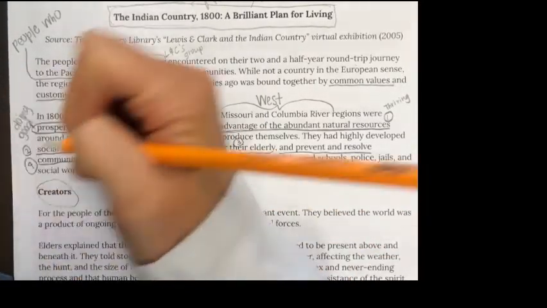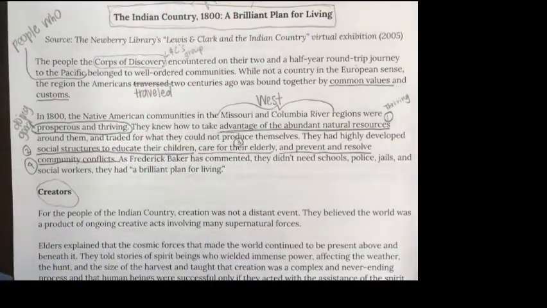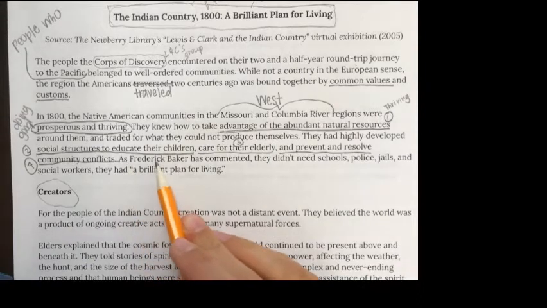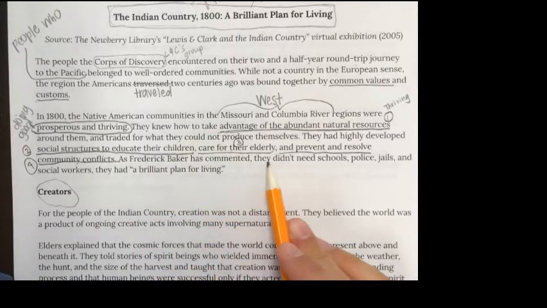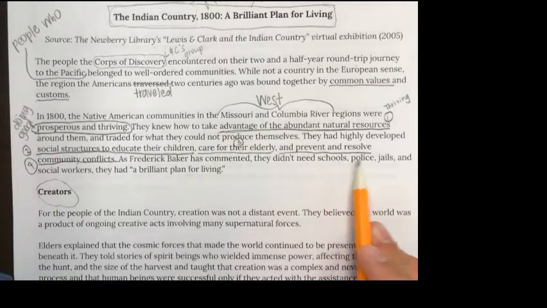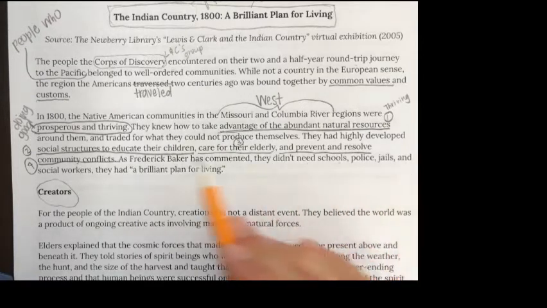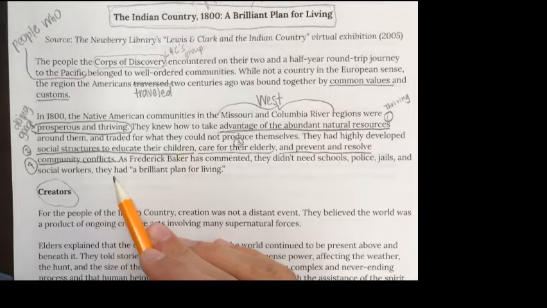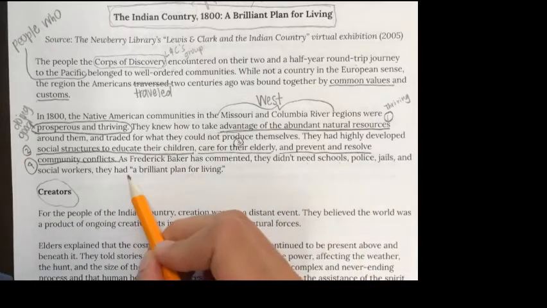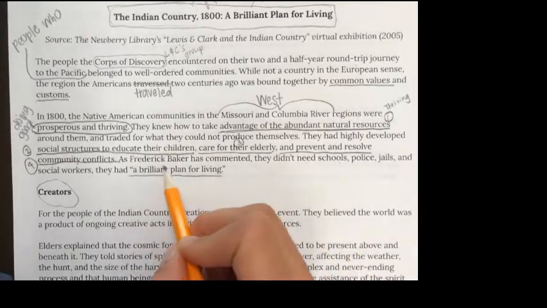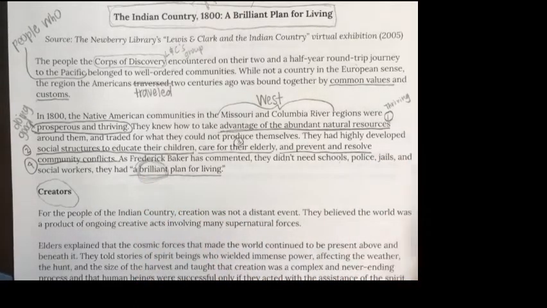They must have had rules and laws just like us. As Frederick Baker has commented, they didn't even need schools, police, jails, or social workers because they had a brilliant plan for living. So there's that word again. So I'm going to pause again and now put in the chat another thing you learned about the Native American communities. What were they like?